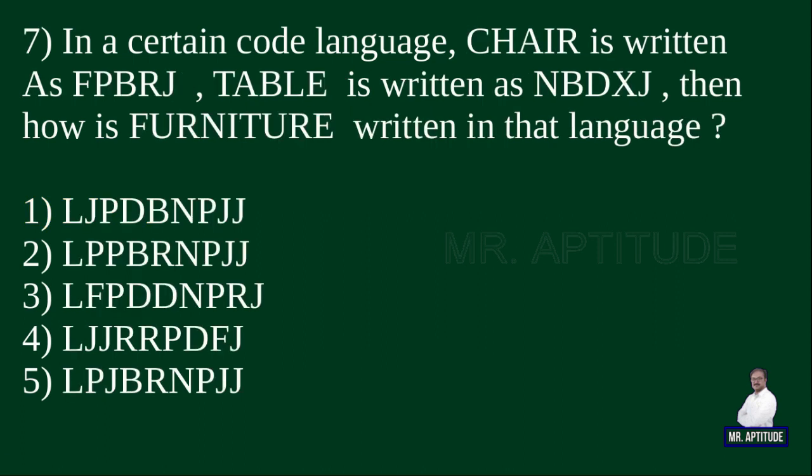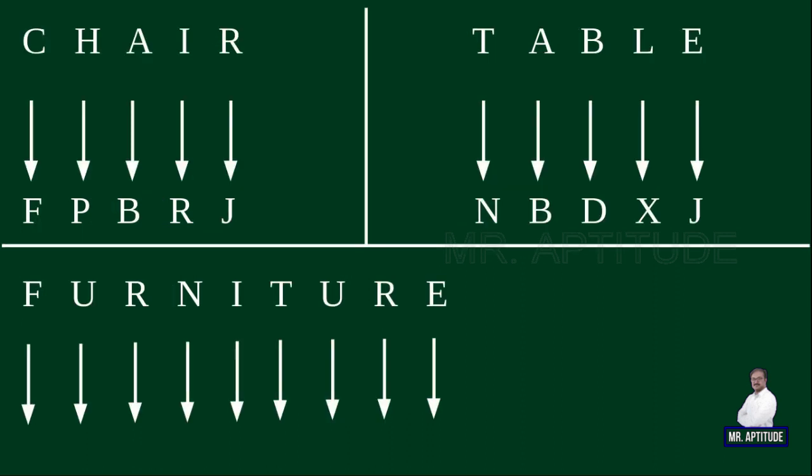Now this is your seventh question. Let me write it this way. So the first letter here is coded as F, C and F, H and P, A and B, I and R and J. So we have to find a relation among these letters.